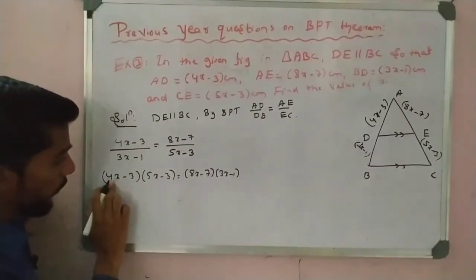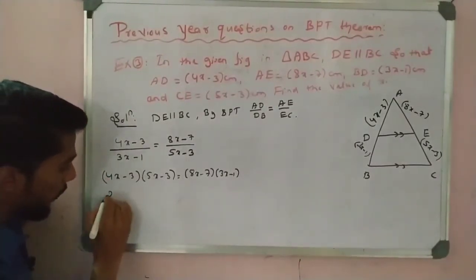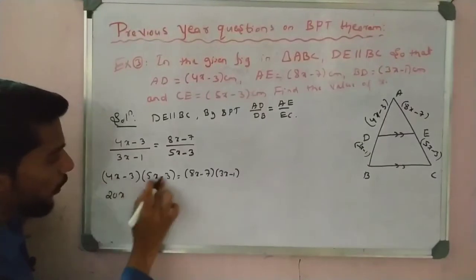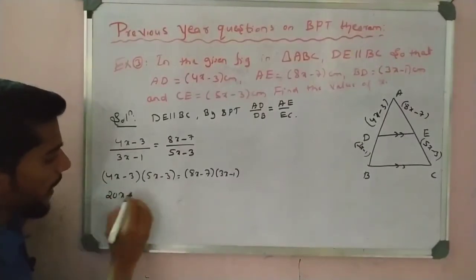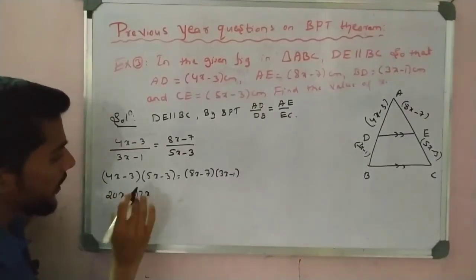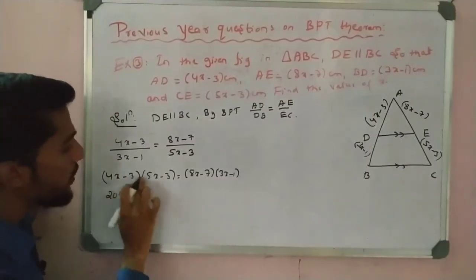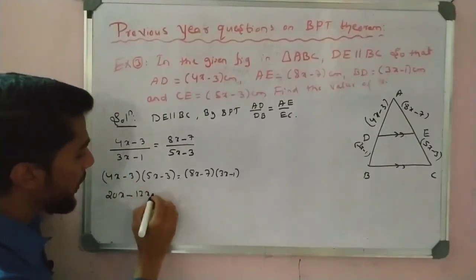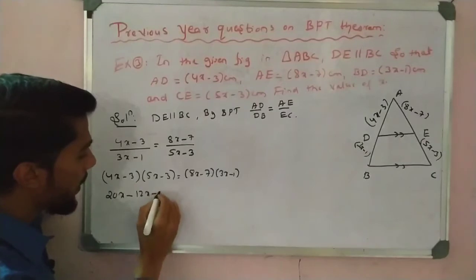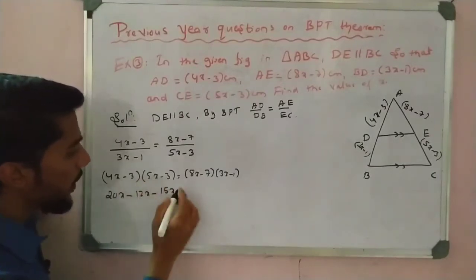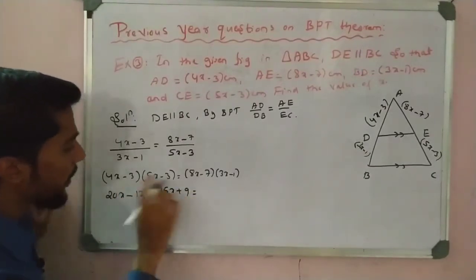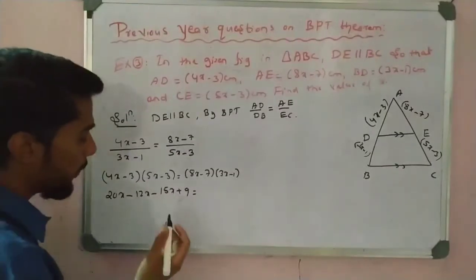So first, 4 into 5x is 20x. So 4 into minus 3 is minus 12x. Okay, next, 3. Next, 3 into minus 3, and plus 5x. Okay, that is minus 15x. So minus into minus 3 is plus 9.